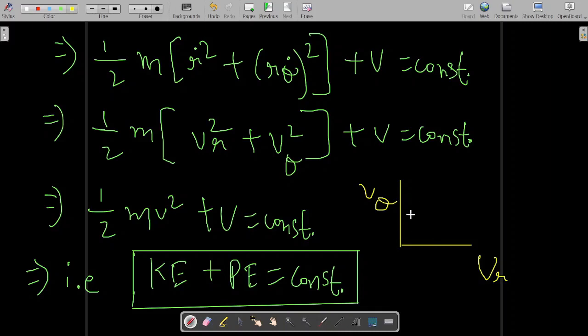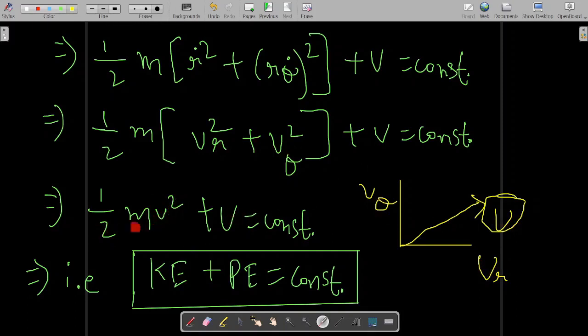As they are perpendicular to each other, they are components of the velocity actually. So velocity V has two components, which are the radial component and the transverse component. When you square and add all these terms, Vr square plus V theta square will be equal to V square. You have written it over here. Plus V as it is, and equal to constant.